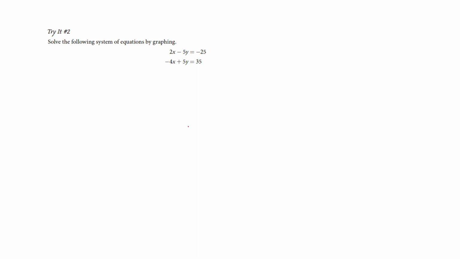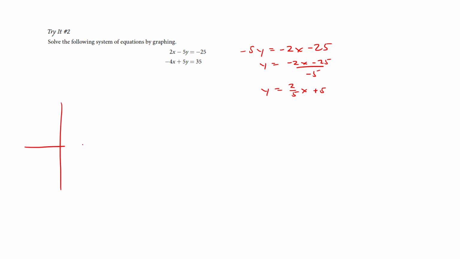Okay, so we're going to try this one more time. Going to solve both of these. I'm going to put them in slope-intercept form. So remember how to do this. This is going to become 2/5 x plus 5. Got to send that -5 to both of them. Okay, so there's one of my equations. I should have used the book's graph, but I forgot.